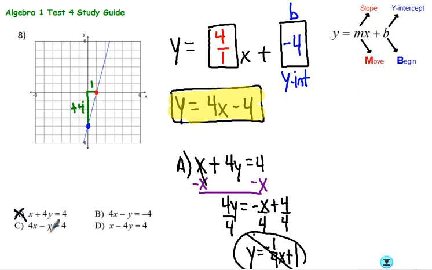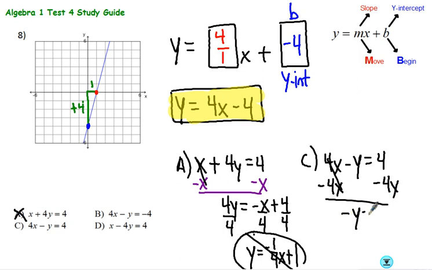So let me try C. Come over here and try C. And so you get 4x minus y equals 4. And then we're going to subtract 4x from both sides. So subtract 4x, and you get negative y equals negative 4x plus 4. Now you have a negative in front there that you're going to have to divide by, so you have to divide everybody by negative 1.